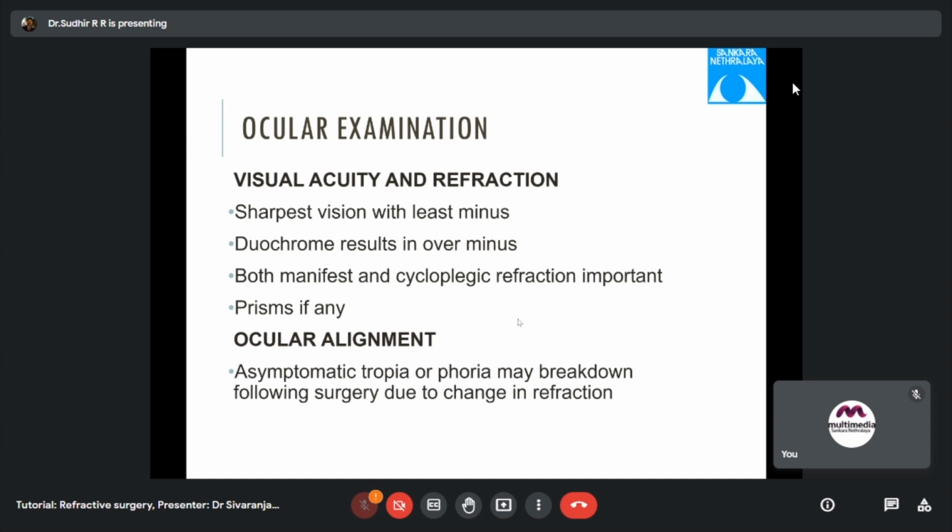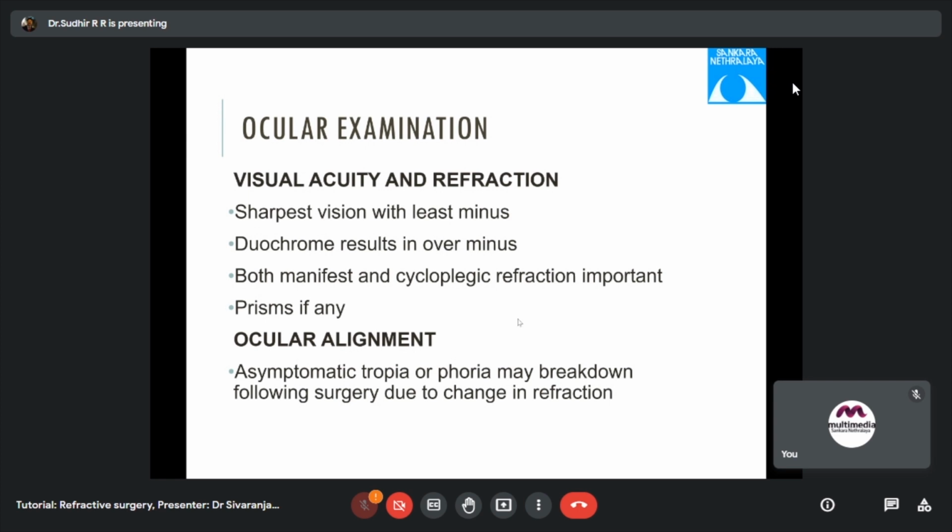Sorry. Ocular alignment asymptomatic. How will you test for this? And what kind of assessment will you do to check whether this is fine or not? The Hirschberg test, cover-uncover test.